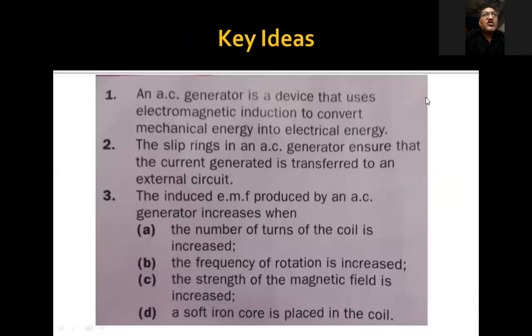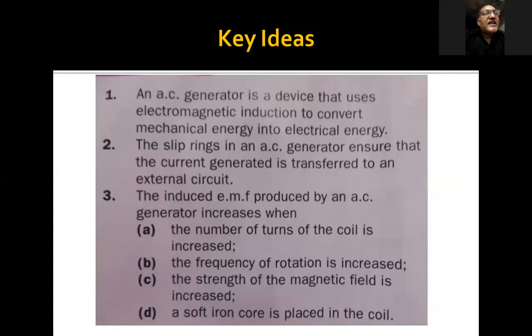So the key ideas of the concepts which we have studied up till now. An AC generator is a device that uses electromagnetic induction to convert mechanical energy into electric energy. So remember this, the generator converts mechanical energy into electric energy. The slip rings in an AC generator ensure that the current generated is transferred to an external circuit. That's the function of the slip rings.